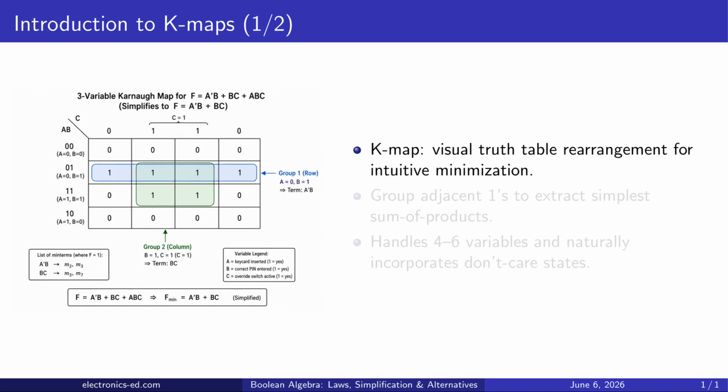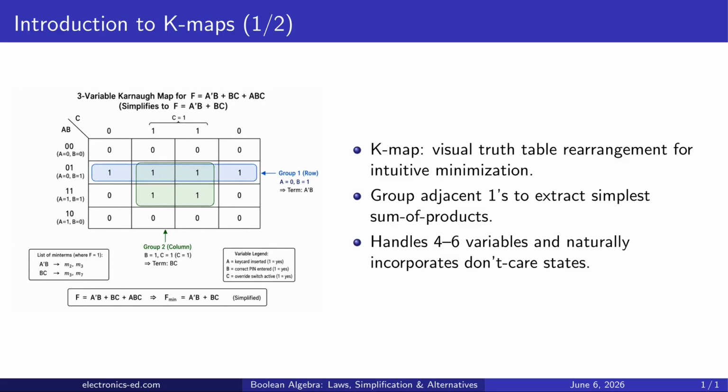A Carnot map is a visual rearrangement of the truth table that makes minimization more intuitive. You group adjacent ones together to extract the simplest sum of products expression. Carnot maps can handle 4 to 6 variables and naturally incorporate don't care states.